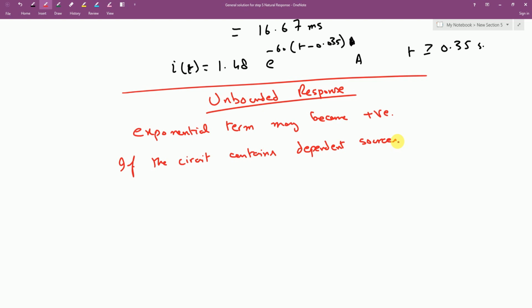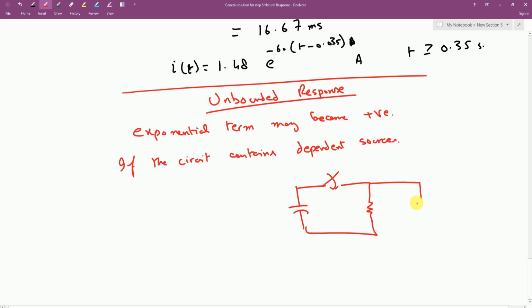For instance, let us say we have a capacitor here, and we have a switch here. Here we have the resistance. This is our current controlled current source.